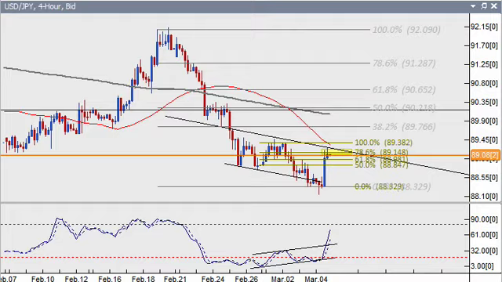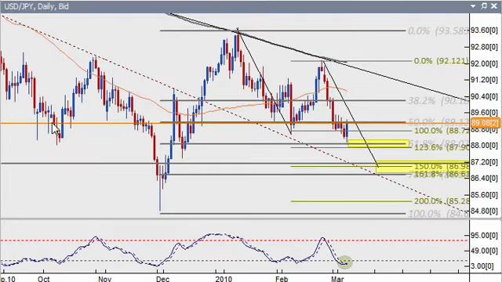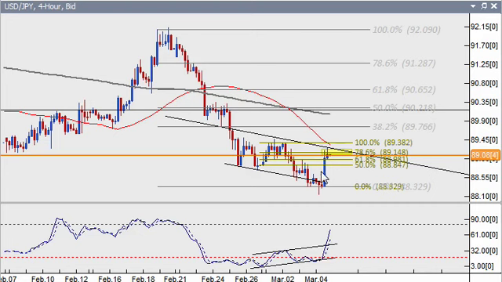But again, you notice that the dollar-yen pair has been very choppy lately, so don't be surprised to see a more full retracement than we have so far.